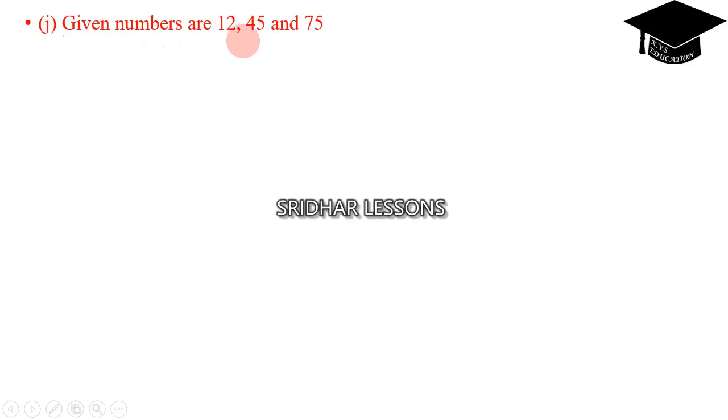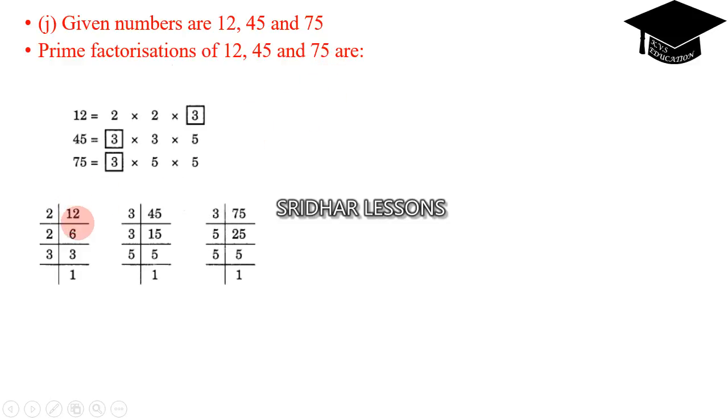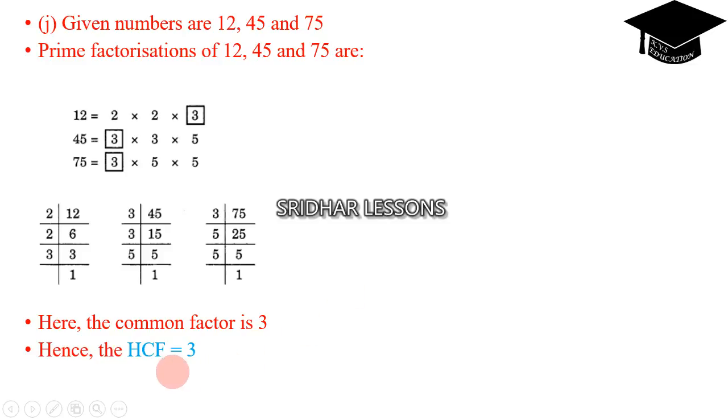Next, given numbers are 12, 45 and 75. The prime factorization of 12, 45 and 75 are: 12, the prime factorization is 2 into 2 into 3. And for 45, 3 into 3 into 5. For 75, 3 into 5 into 5. If you can observe, 3 is the common factor. So the HCF is 3.